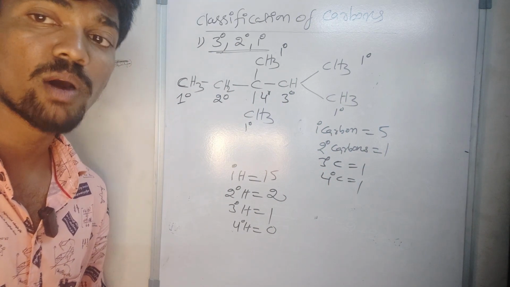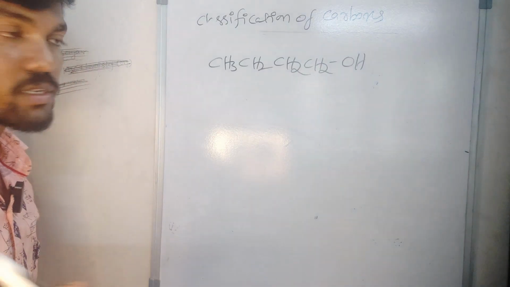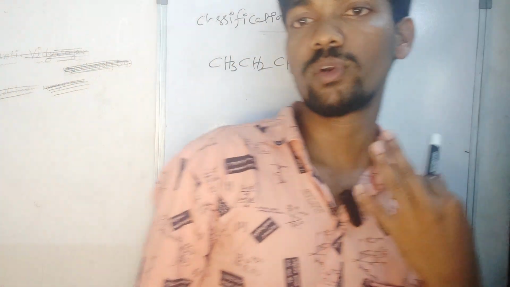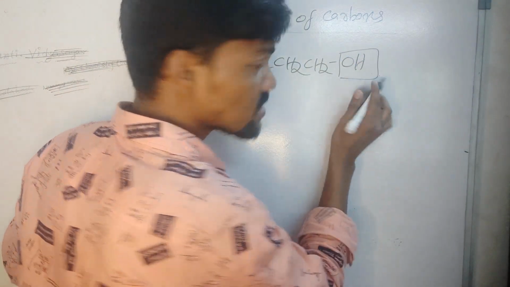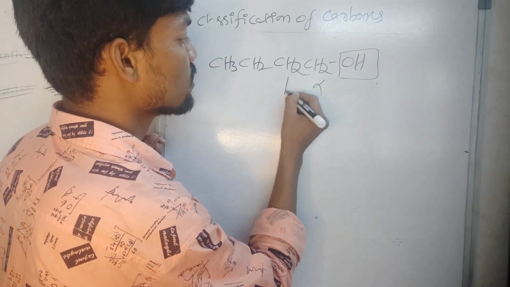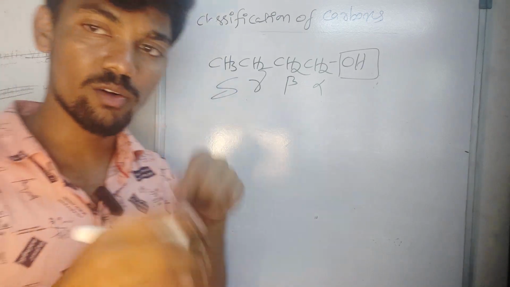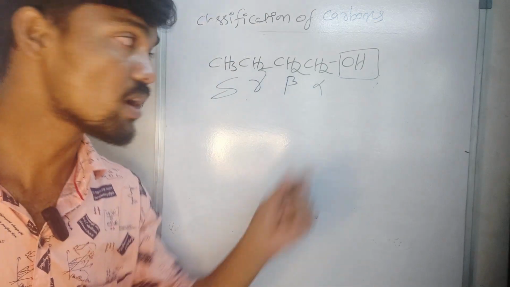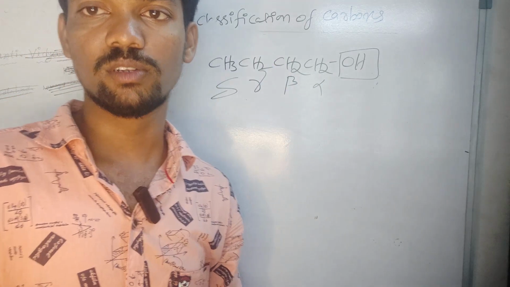Next one is alpha, beta, gamma. We will write it and see here. This is butanol, butyl alcohol. This is the functional group. The functional group attached carbon is the alpha carbon, this is the beta carbon, this is the gamma carbon, this is the delta carbon, whatever it will be. We have to start from alpha, the functional group attached carbon. Next one is beta, next is gamma, next is delta. So these are the types of carbons.